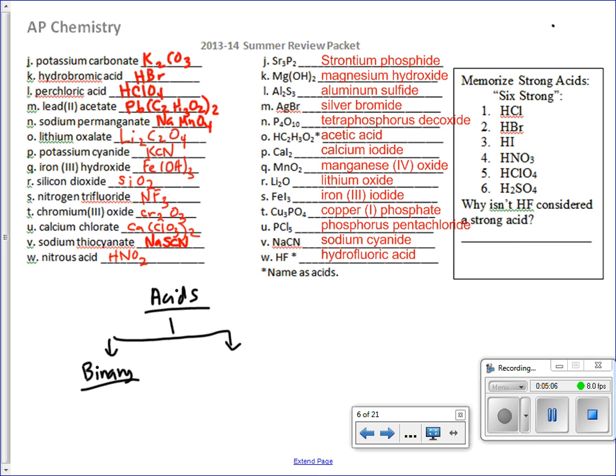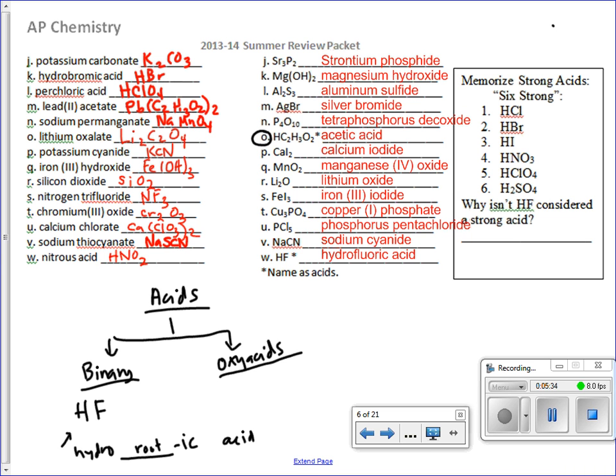So binary acids will just have a hydrogen and then one other element. It doesn't have to be in a 1-to-1 ratio. Let's just take HF for example, hydrofluoric acid. It'll always start with the word part hydro, and then it'll have the root name of the element present. It'll end with ic, and then acid. Okay. Binary acids, those are in contrast to your oxy acids, and as the name would indicate, those contain oxygen.